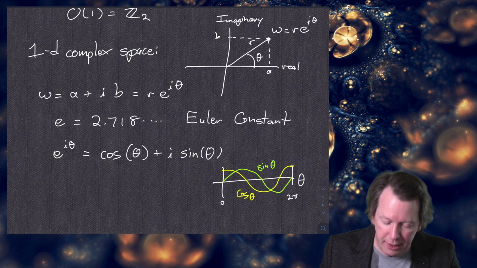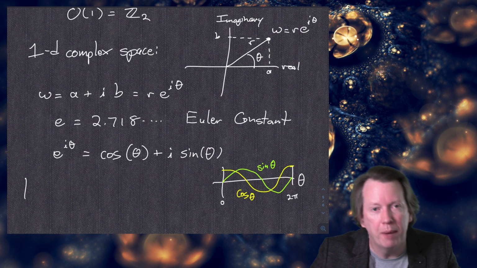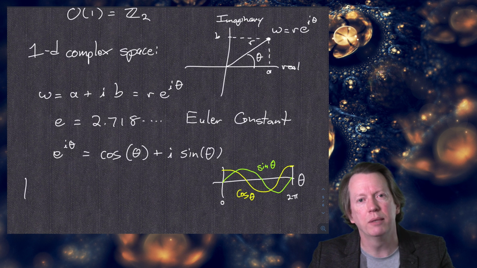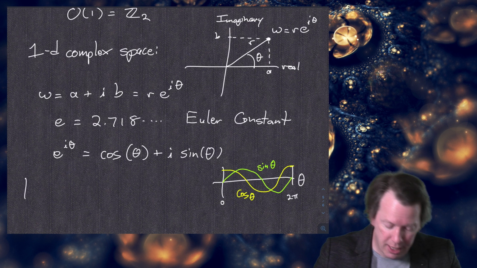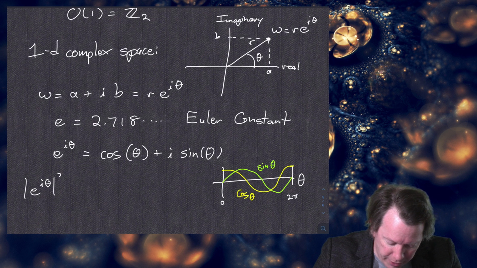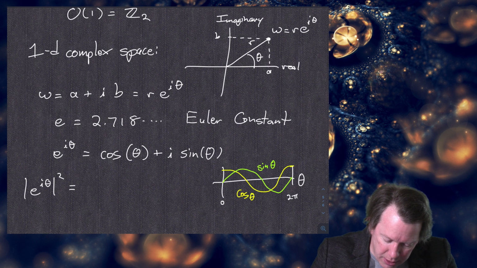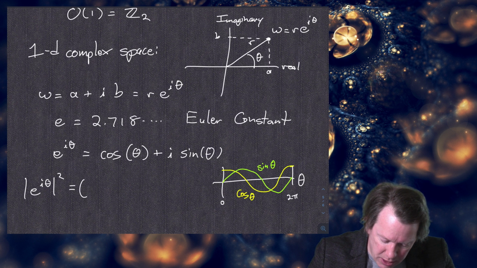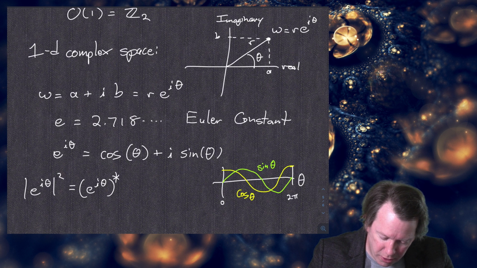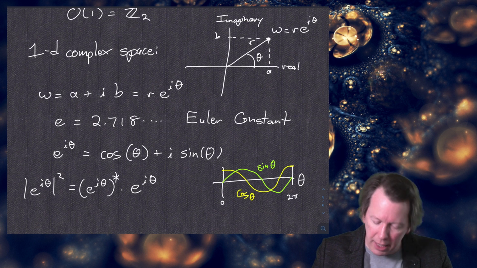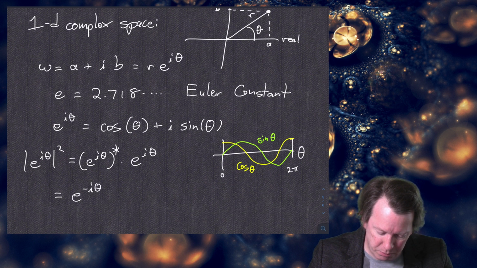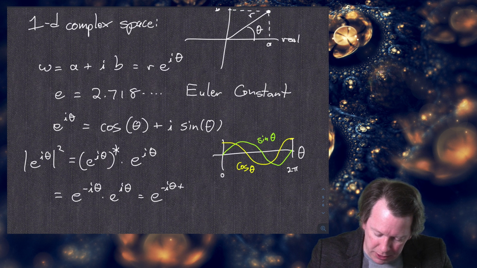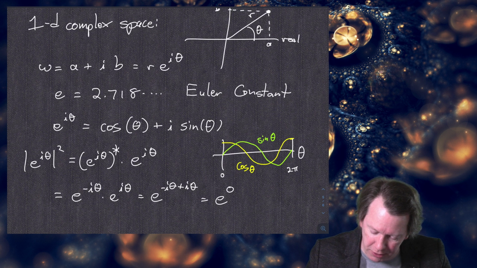And why is it so interesting? Well, remember when we did complex numbers squared? When you have a complex number and you take its square, what you really do is you take its complex conjugate and then you multiply it by itself. So e to the i theta squared equals the complex conjugate, e to the i theta star, times e to the i theta. The complex conjugate just says change all the i's to minus i's. So this is e to the minus i theta times e to the i theta, which equals e to the minus i theta plus i theta, which equals e to the 0, which equals 1.